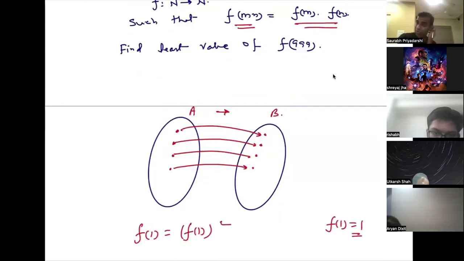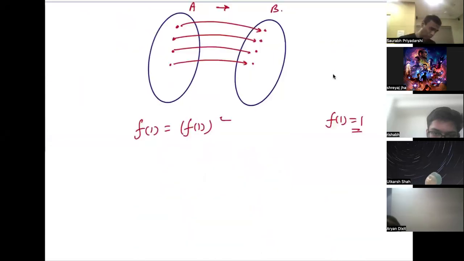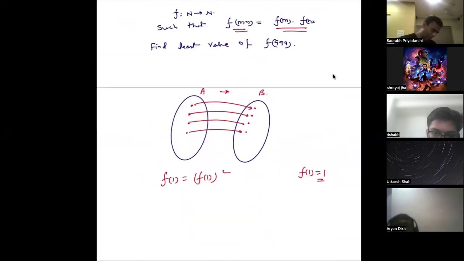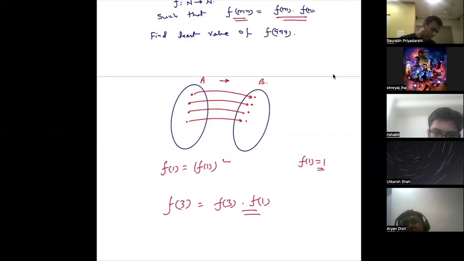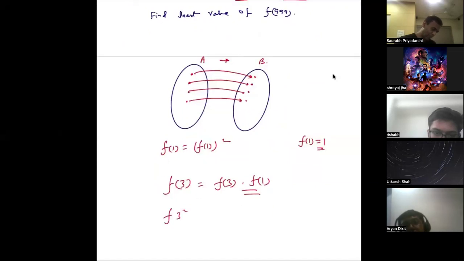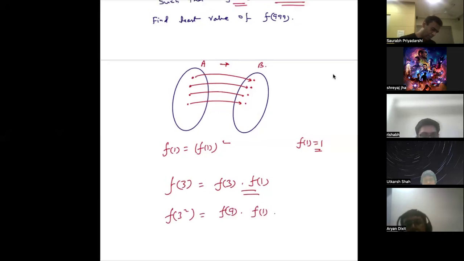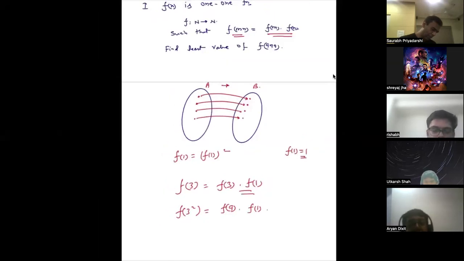No, I don't have any idea. f(2), f(3) and so on. But I know that f(3) is f(3) into f(1). So this is a unique value, f of 3 square. This is again giving you f(9) into f(1). Or f(9) is f(3 square) is equal to f(3) into f(3).